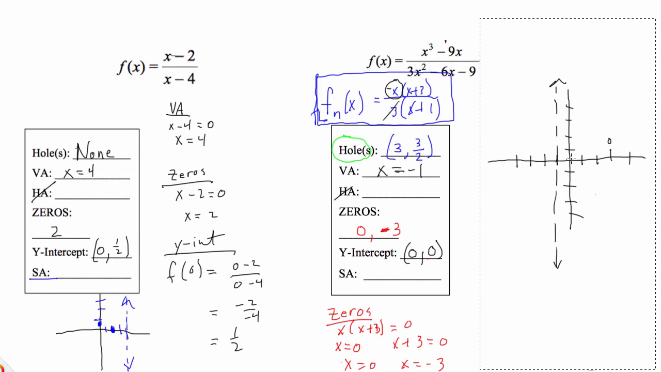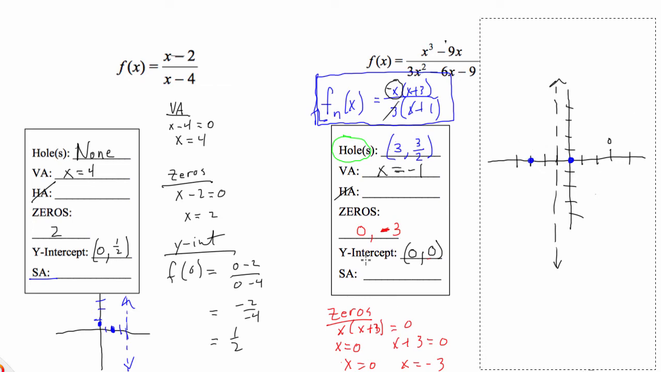So there is a 0 here. I don't like putting that on black. Let's make it blue. So there is a 0 here. And there is a 0 at -3. 1, 2, -3, which is right here.